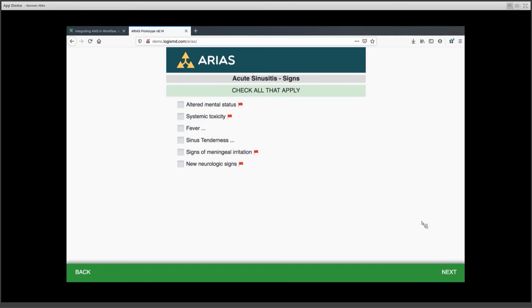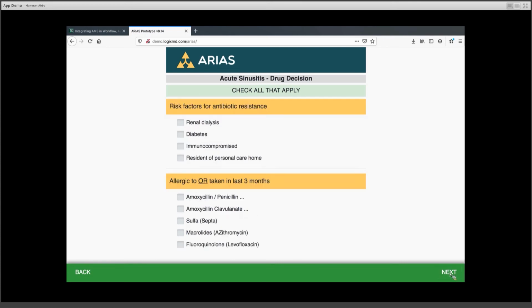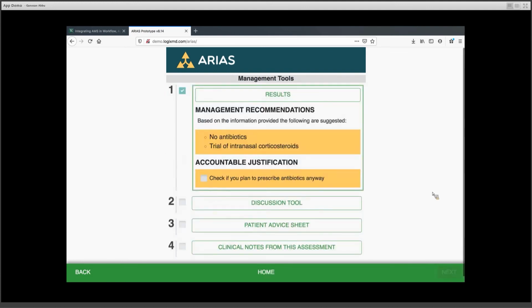Okay. So the next screen takes us to the signs. And again, you'll notice the red flags which alert us that something more than just sinusitis may be happening. A fever of 39 and sinus tenderness in the maxillary sinus. That takes us to the third screen page, and this page looks for factors that may influence antibiotic prescribing. So risk factors for antimicrobial resistance, as well as an allergy to potential antibiotics. So we're going to say that none of these apply, so we'll move on to the next screen.